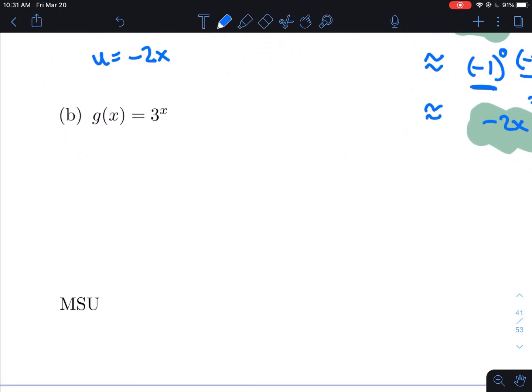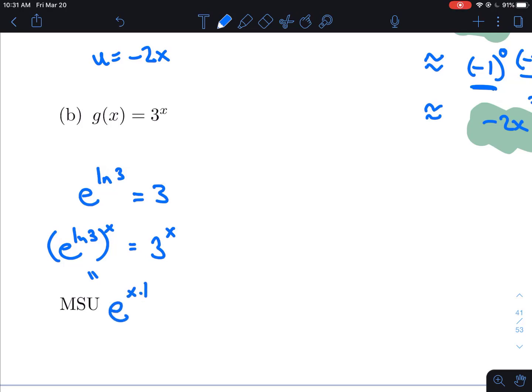So I'd like to maybe induce a little complication here for good reason. I'm going to say that e to the natural log of 3 should be equal to 3. So, therefore, 3 to the x is going to be the same thing as e to the natural log of 3 raised to the x power. And of course, when you take powers and raise them to even more powers, they multiply together. So I'm just going to write this as e to the x times natural log of 3.